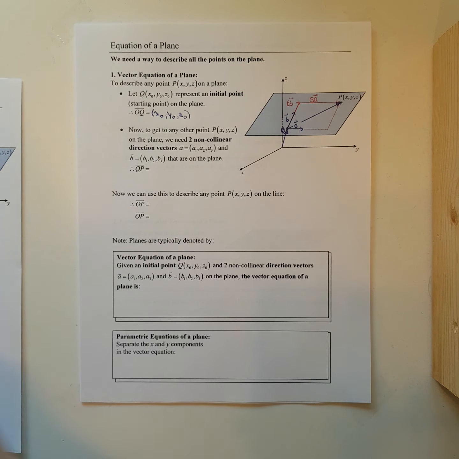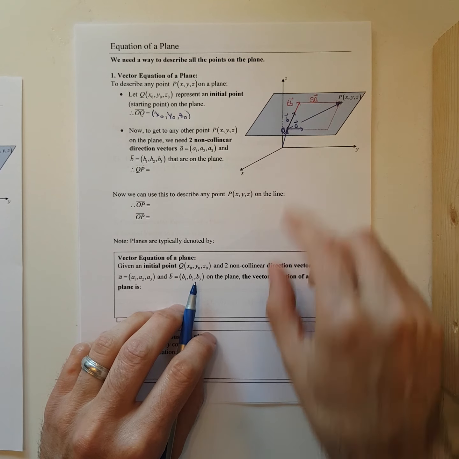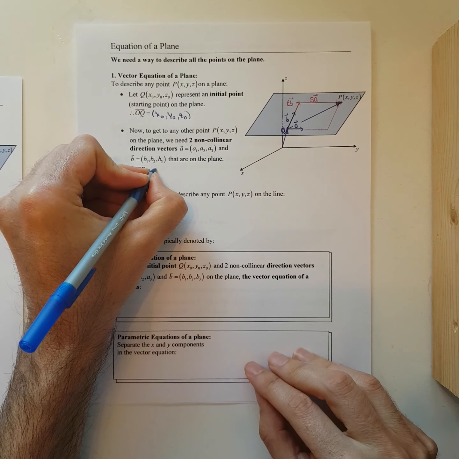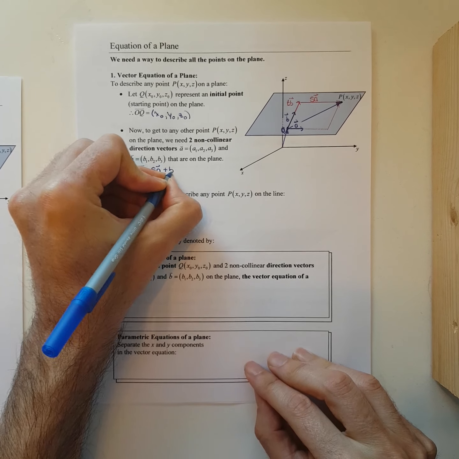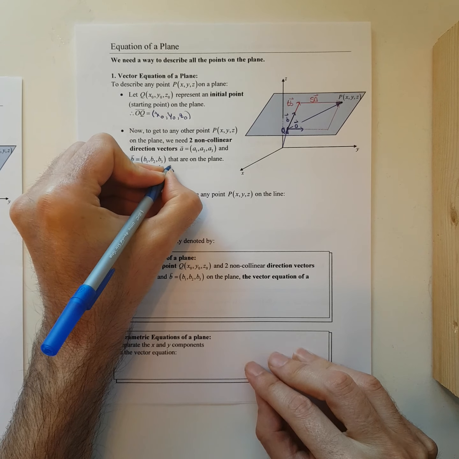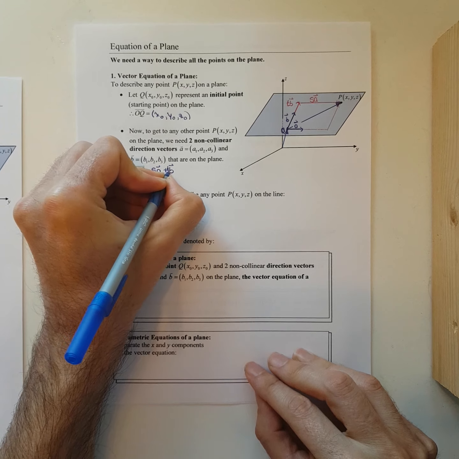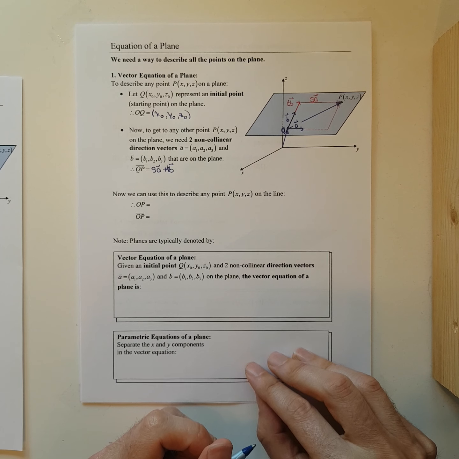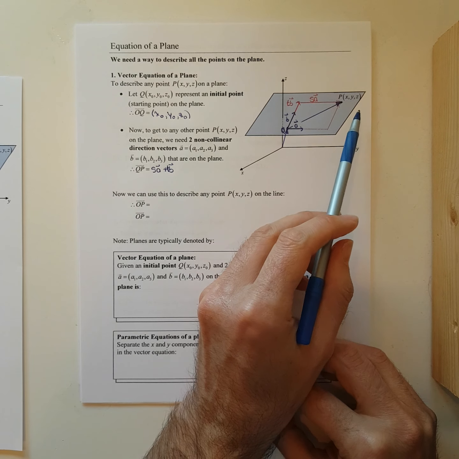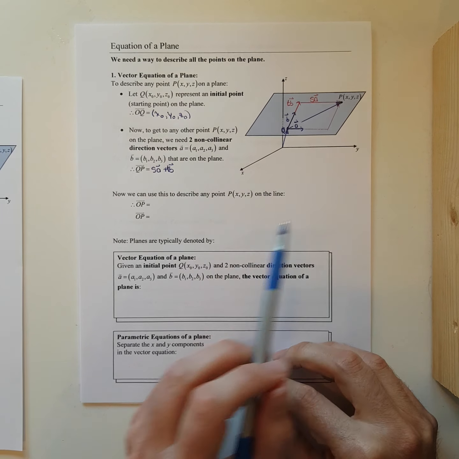In other words, we can say then to get from Q to P, we're going to use some multiple of vector A plus some multiple of vector B. So sA plus tB gets us to P. Now, how do I describe any point that's on the plane?